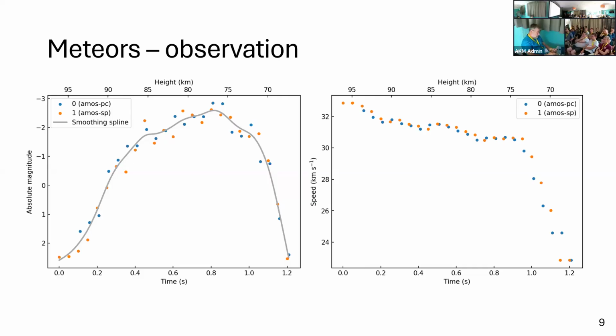because we have modified the model of meteoroid erosion slightly in a way that in each time step of our numerical simulation, we calculate how many grains must be released so that our modeled magnitude fits the observed magnitude. And by observed magnitude, I mean this smoothing spline.